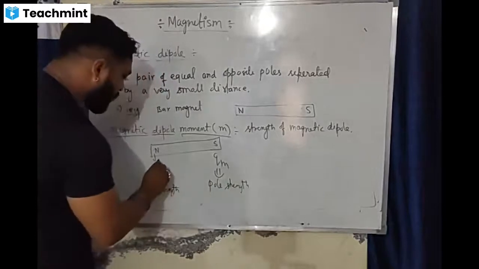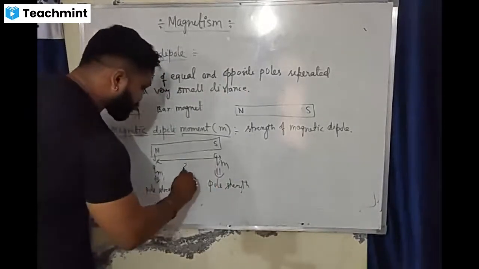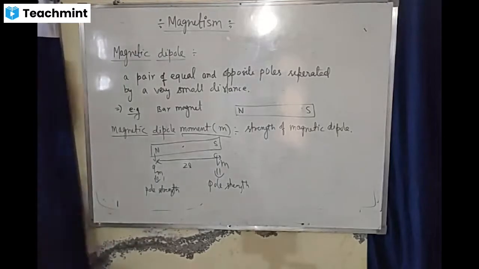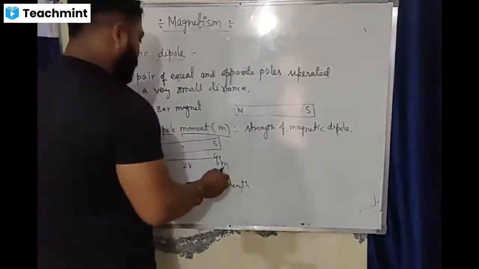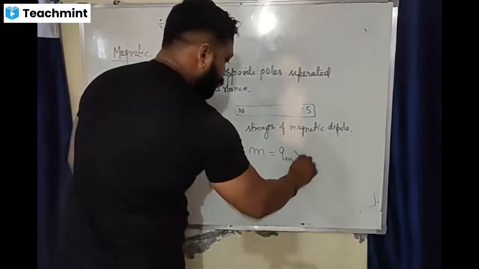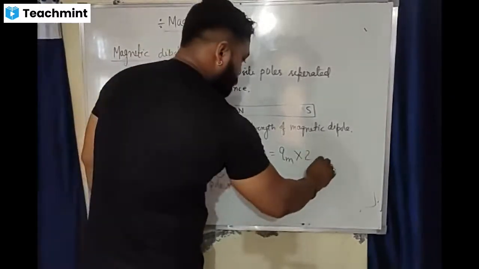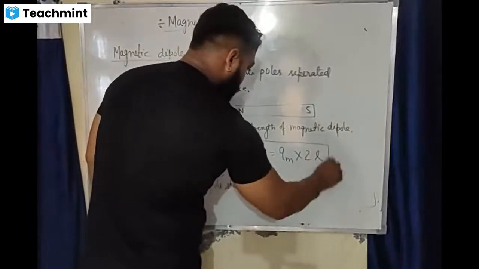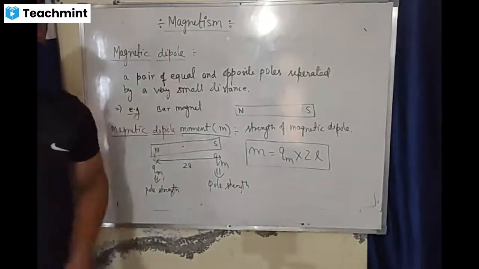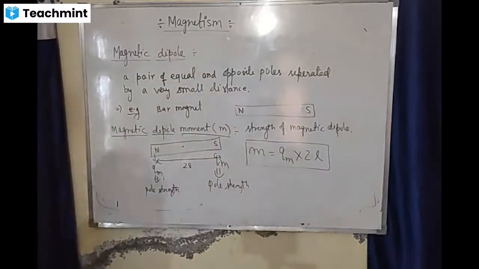Now, if these poles are divided by a very small distance, suppose this is 2L, and this is the center of the dipole. Then if you find out the magnetic dipole moment, it is the product of pole strength into the separation. So this is the formula of dipole moment: the product of pole strength and the separation between the north pole and the south pole, and that separation is very, very small.